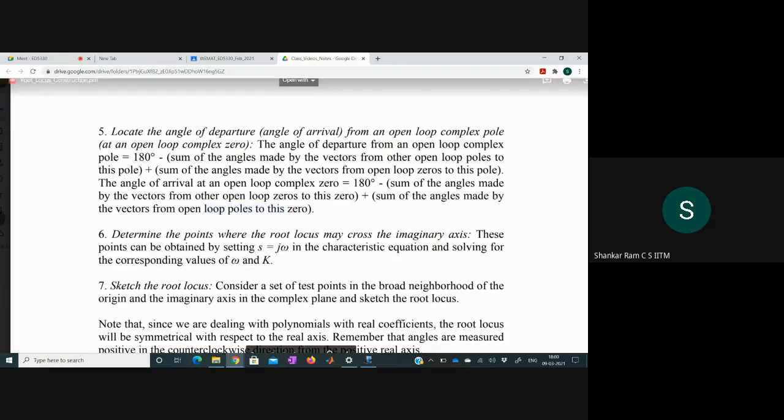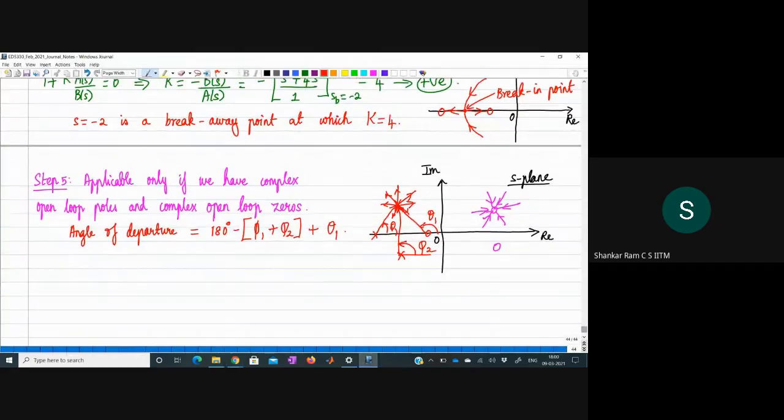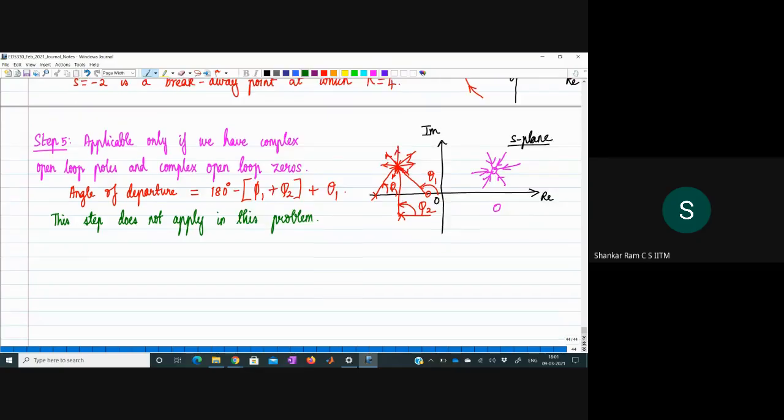Okay, so this is the general formula, but as I mentioned, this step does not apply in this example. Suppose we encounter such a case in a problem, you can just write that this step does not apply. In this problem, because there are no complex conjugate open loop poles and open loop zeros, consequently we don't need to do this step.